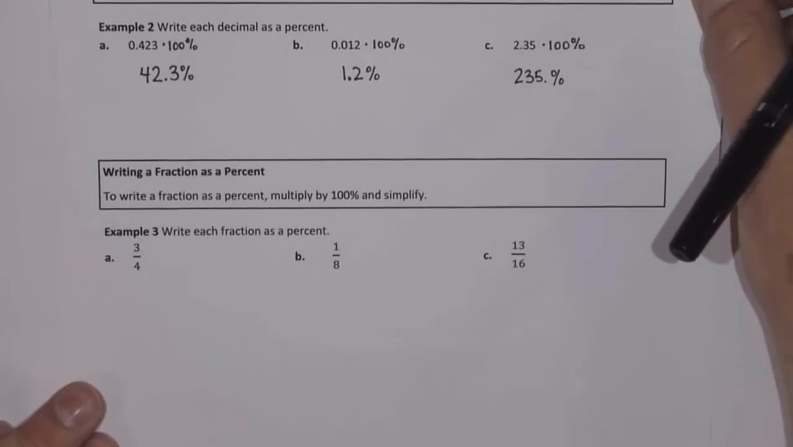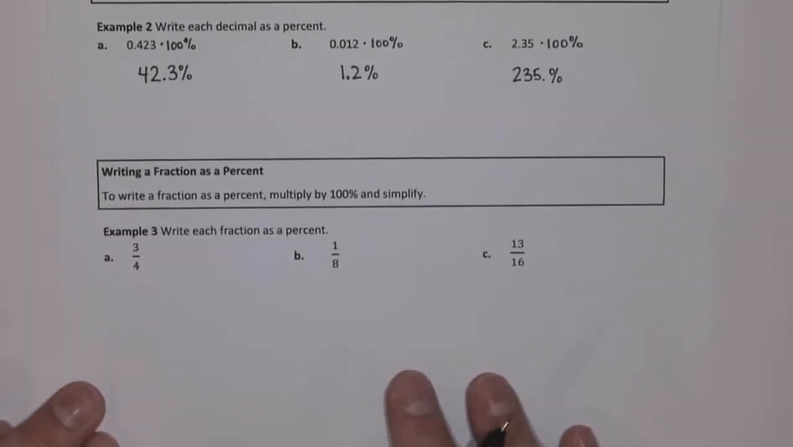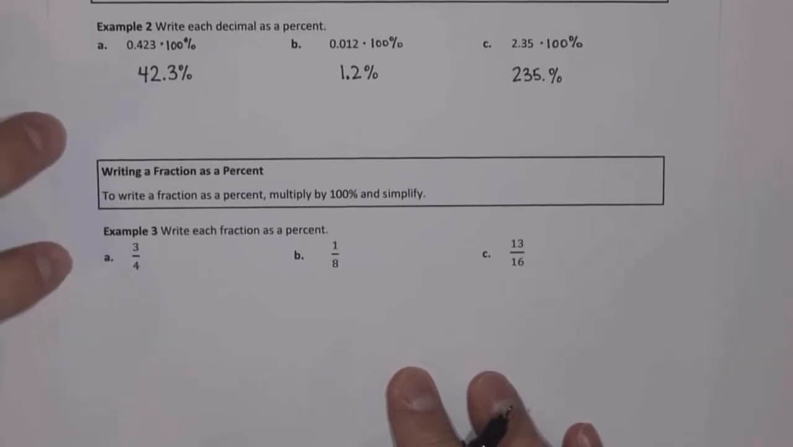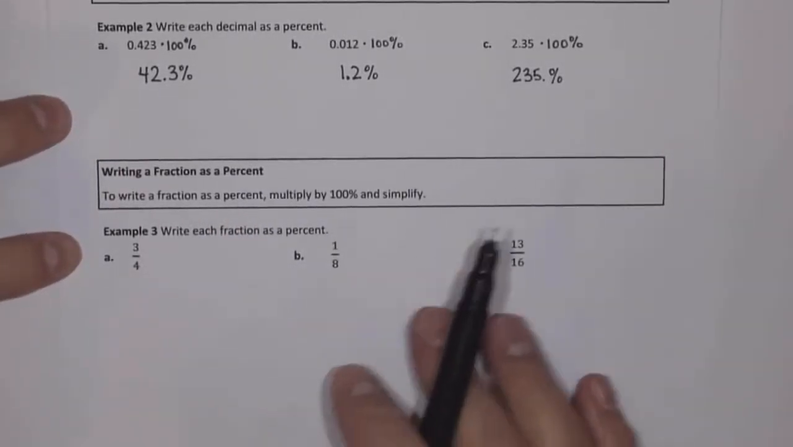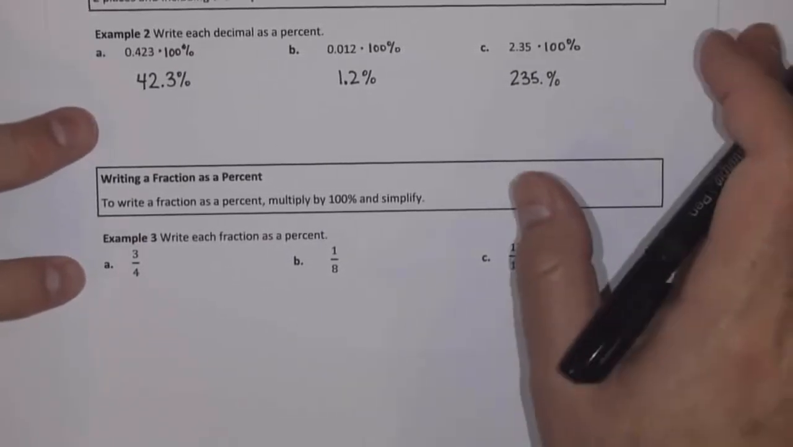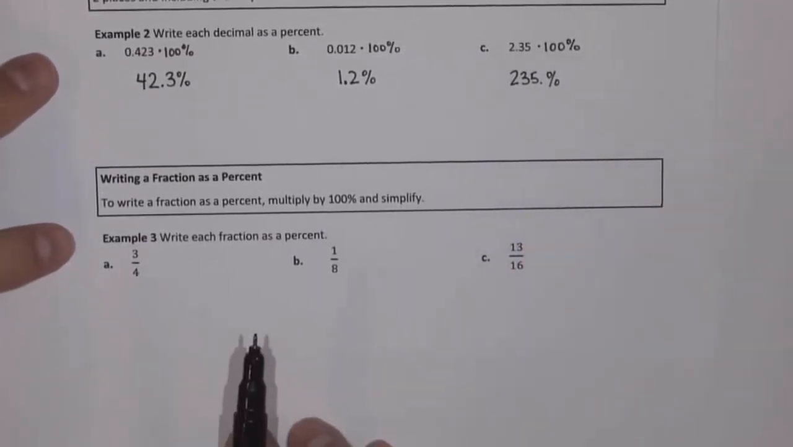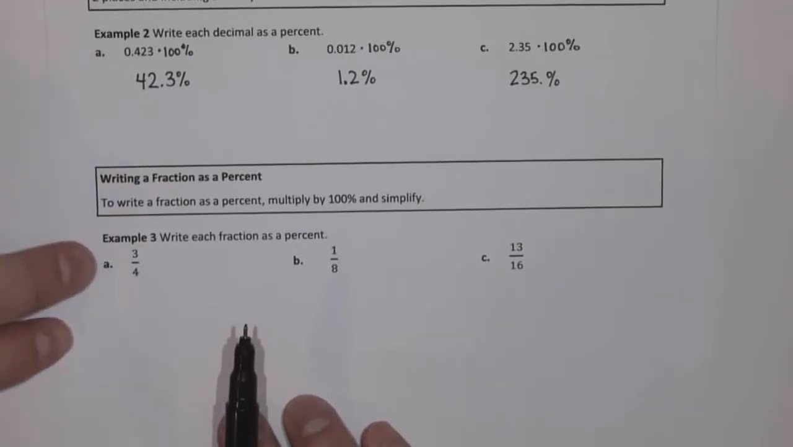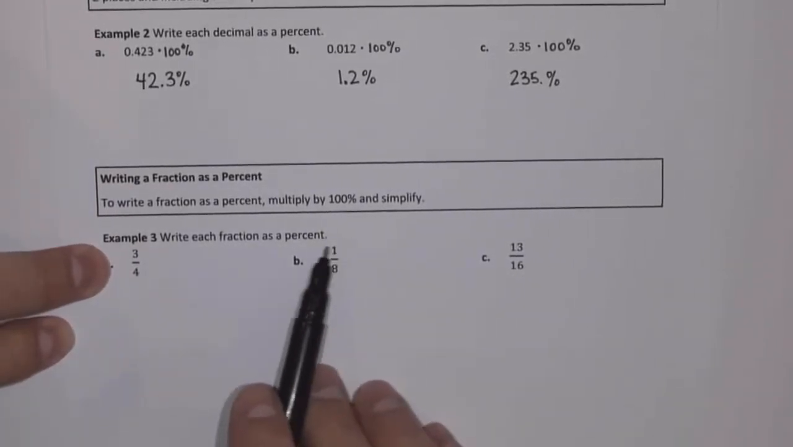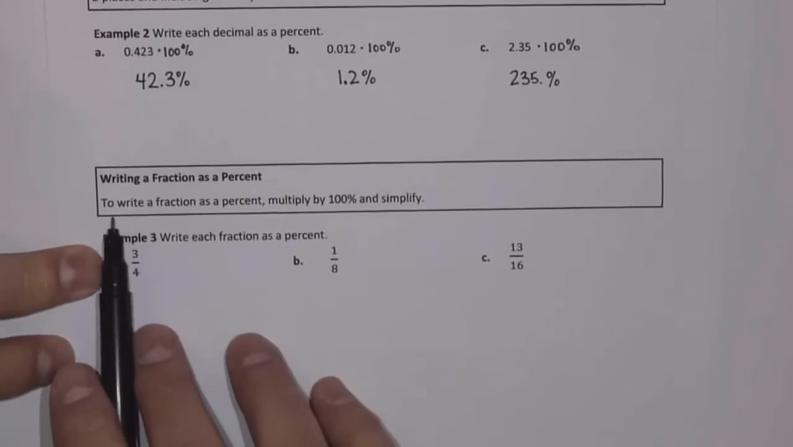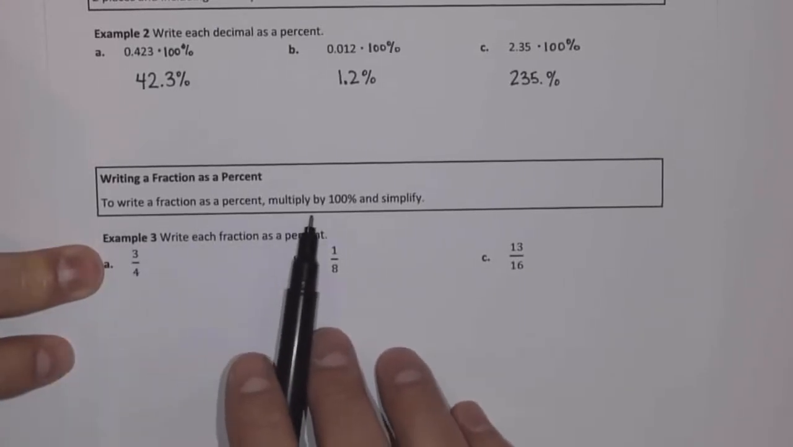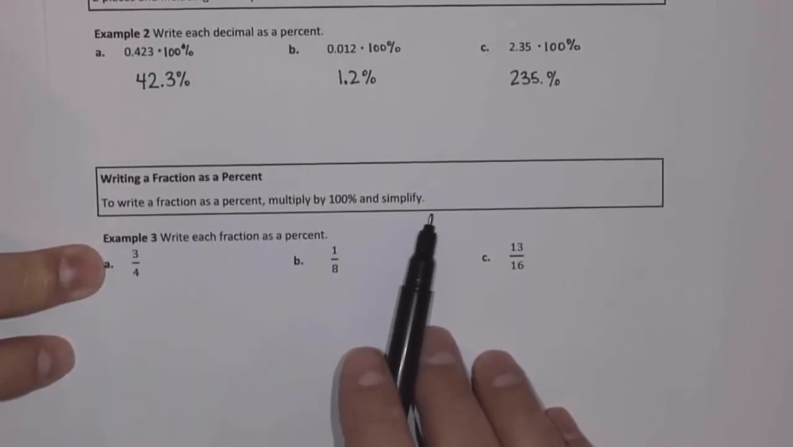Next, what if we have a fraction? If we have a fraction and we want to write the fraction as a percent, then we basically can use the same approach that we used for writing a decimal as a percent, and that is we can multiply by 100%. So to write a fraction as a percent, we multiply by 100% and simplify.